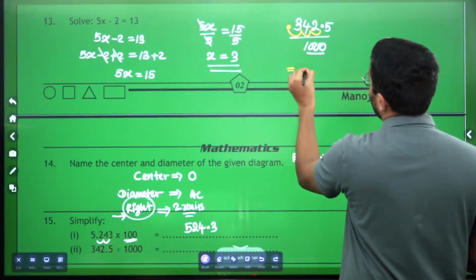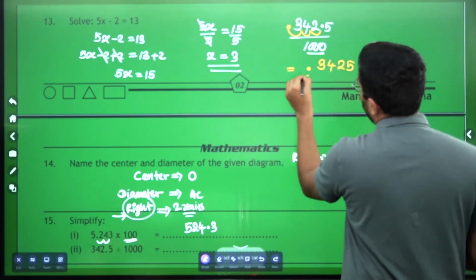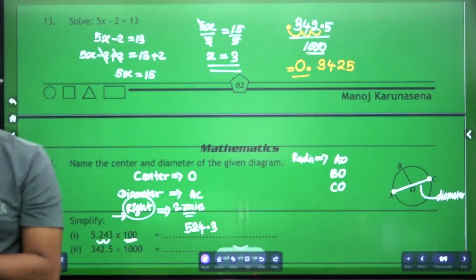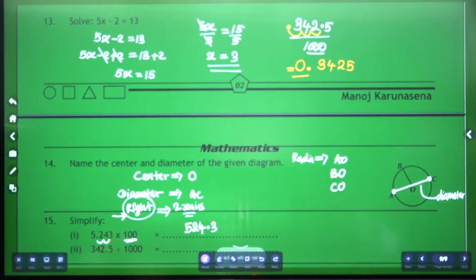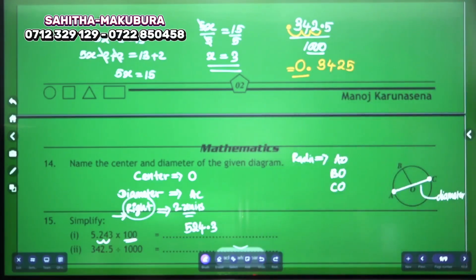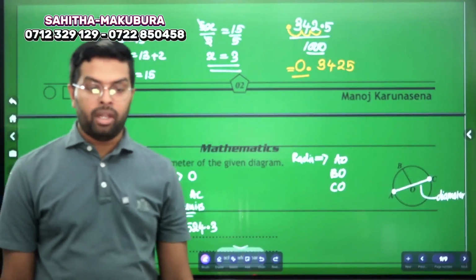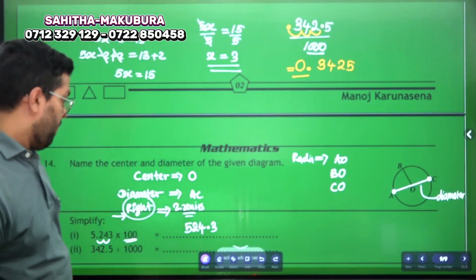So we have to put the decimal point and then the digits 3, 4, 2 and 5. In front of this decimal point, let's put a 0. So the final answer is 0.3425. Clear? That is question number 15. Multiplying a number by a multiple of 10, dividing a number by a multiple of 10. All clear. Moving on.